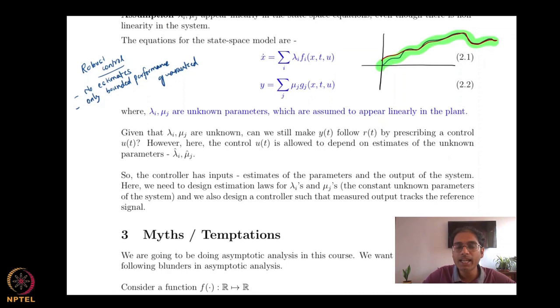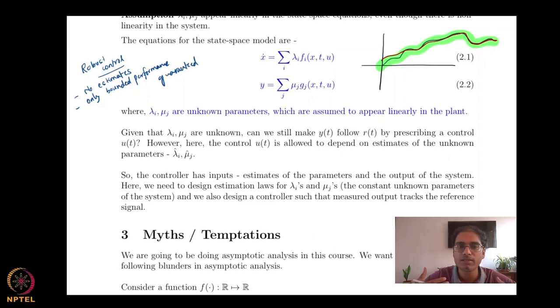So you design an estimate for the unknown parameters. So you are adding additional dynamics to the controller. You're adding additional states to the system. These lambda i hats and mu j hats are in fact additional states. So obviously there is more computational burden. The question is, if you can take on this computational burden, then you can construct these estimates and make a controller which depends on these estimates so that you can drive the measurements or the outputs to the desired values. This is not done in robust control.